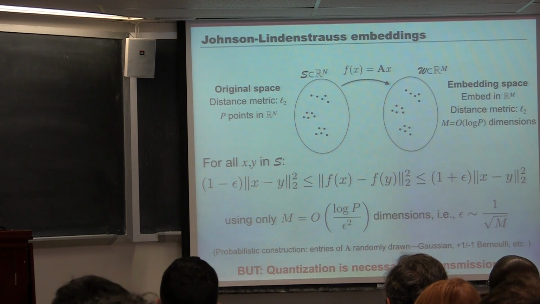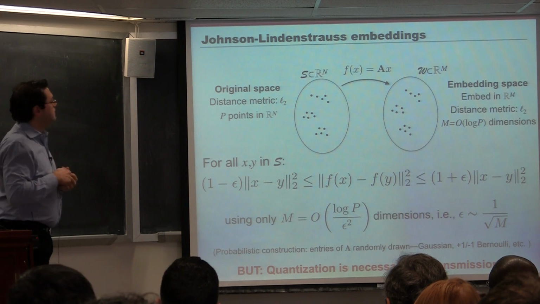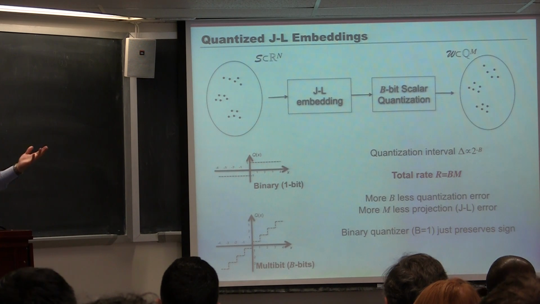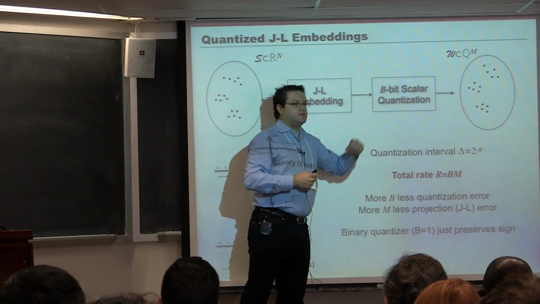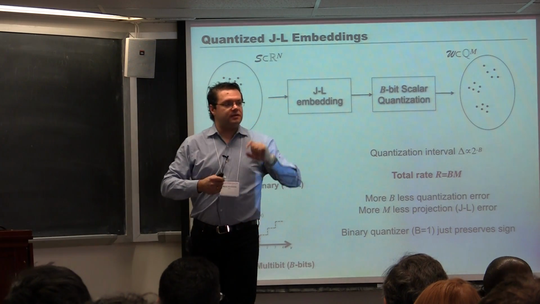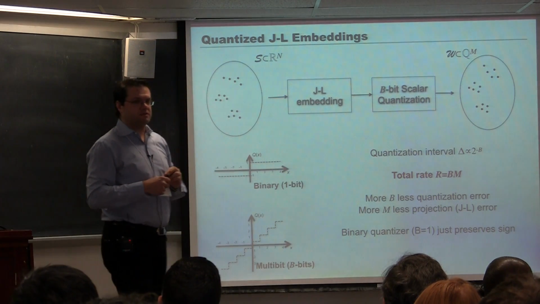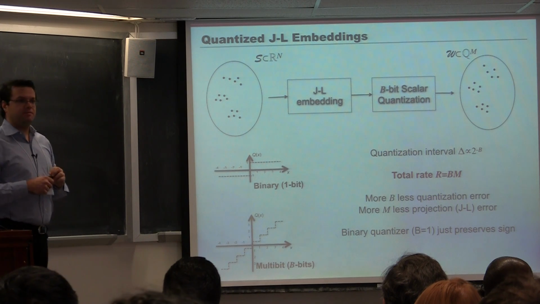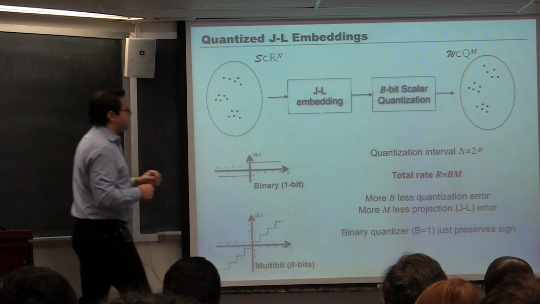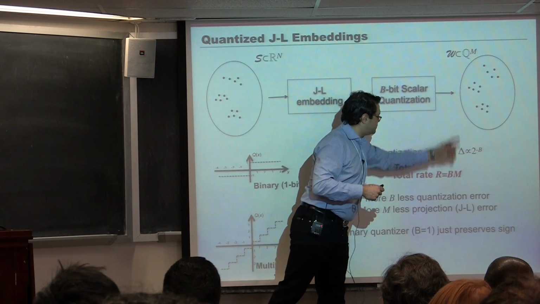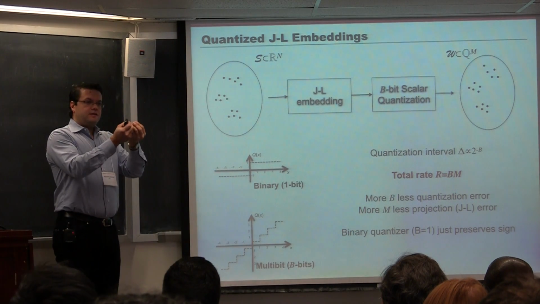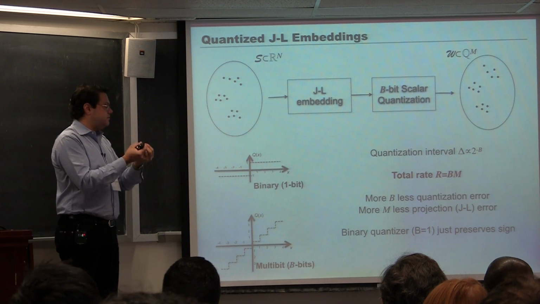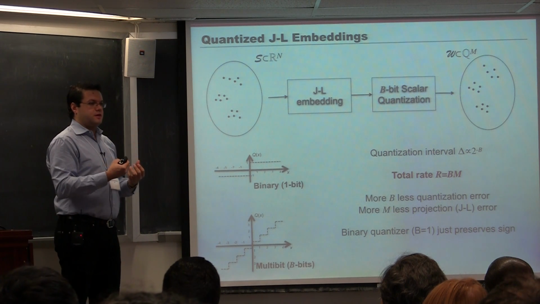Only here I don't necessarily care about reconstruction on the other side. So let's do the obvious. Let's do the JL embedding and then do a scalar quantization. So every coefficient in the JL embedding, in the lower dimensional space, I will quantize with b bits per measurement. So my total rate, if I have an m-dimensional embedding, is b times m. Okay? If I increase b, and therefore increase my rate, I have less quantization error.